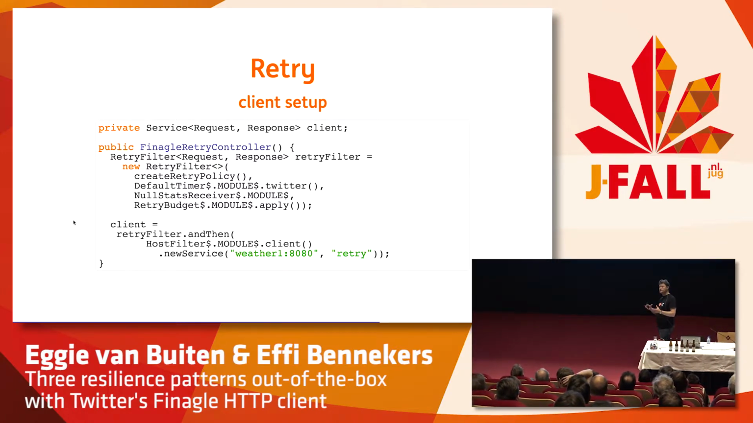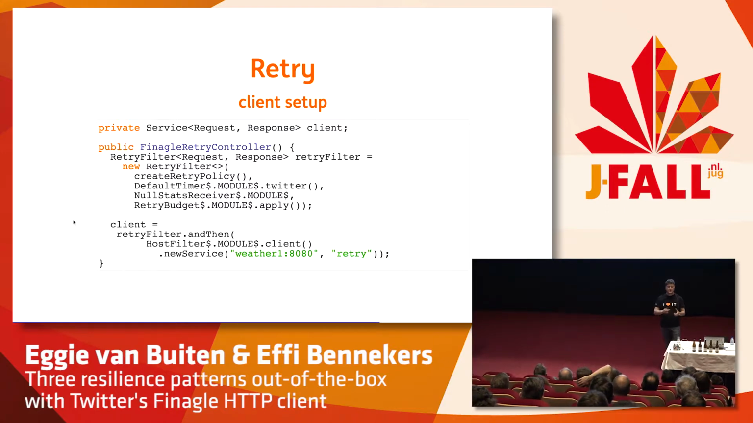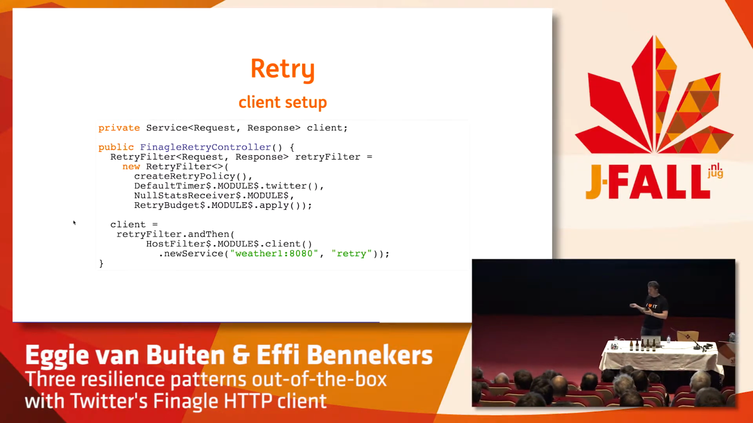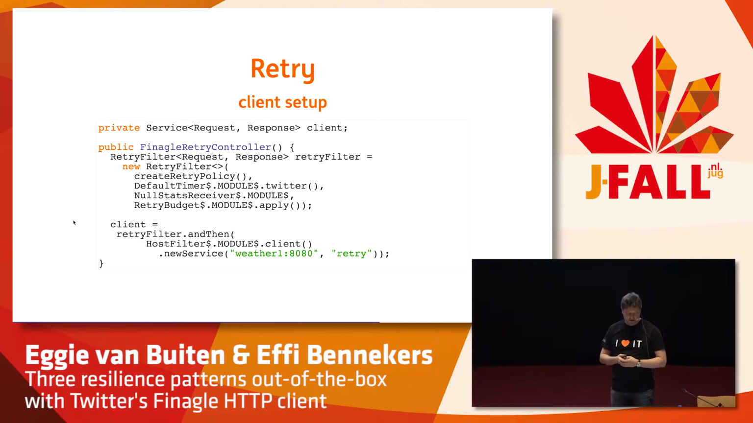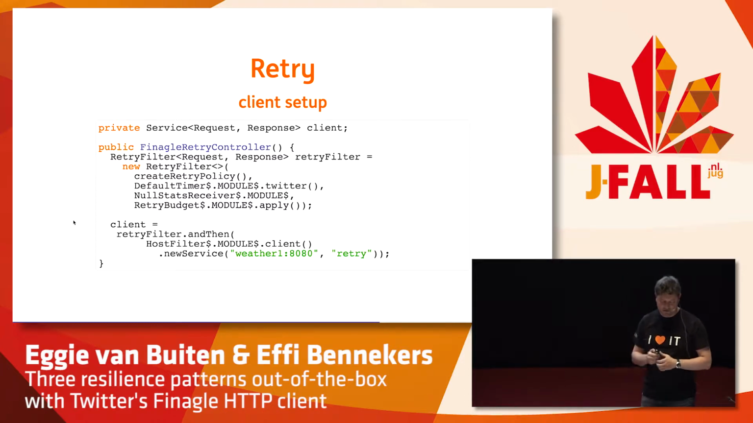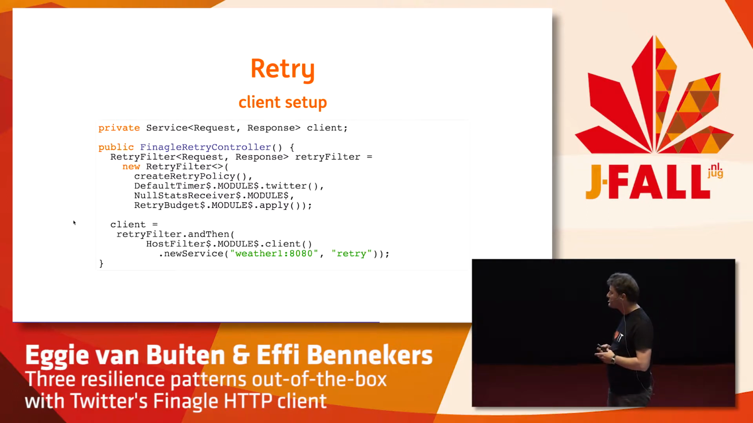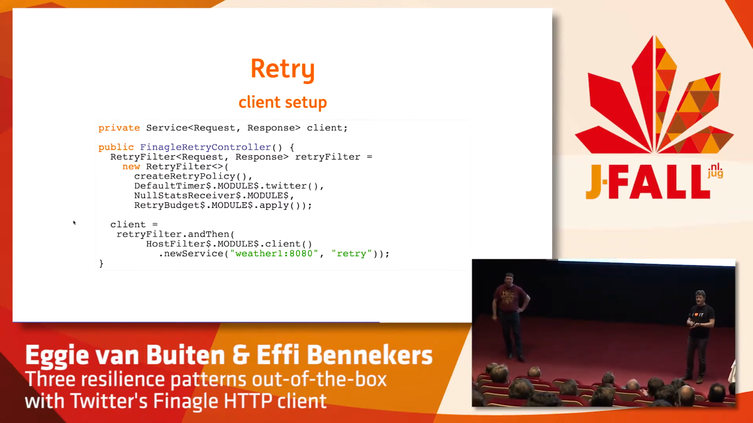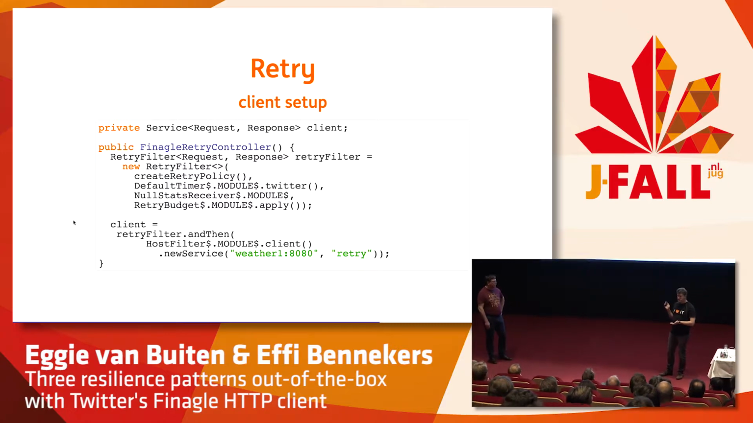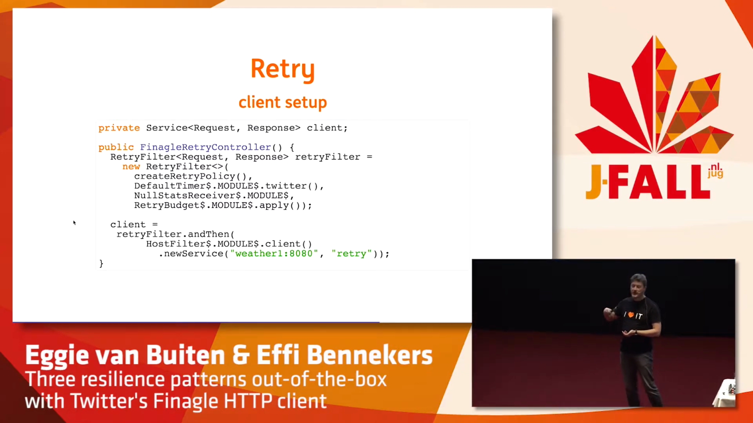Remember that you compose your Finagle services using filters and wrapping them in filters. We're going to create a retry filter with a retry policy. That will be on the next slide. We're just going to give it a timer, in this case a default Twitter timer. You can get some statistics, and we're just passing in a null implementation for that because we're not interested in it right now. And we're going to give it a retry budget. And this retry budget, it's like a money budget? It's quite like a money budget. You know, you have a budget, and when it's gone, it's gone. This is built in to prevent your services from retrying forever.